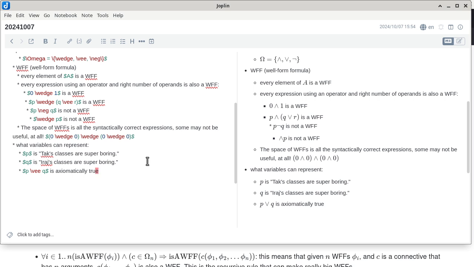Then you go like, but it doesn't really tell us anything about whose classes are boring, because there are three possible scenarios. Only tax classes are boring, only Iraj's classes are boring, or they're both boring, right? But we cannot resolve which one of the three cases, and neither do we have to. Is that okay?